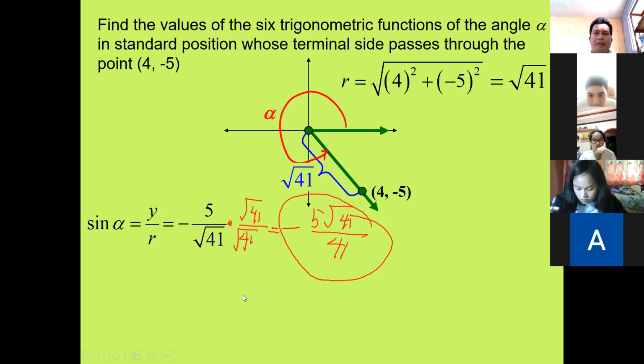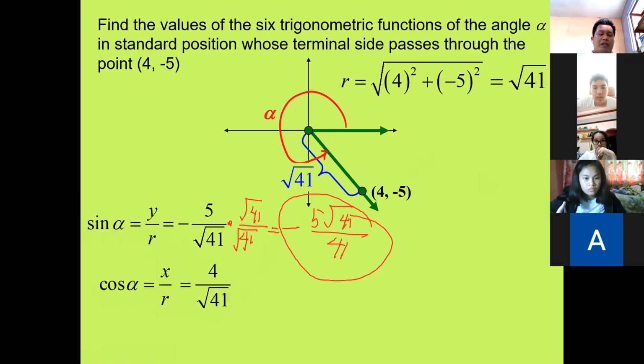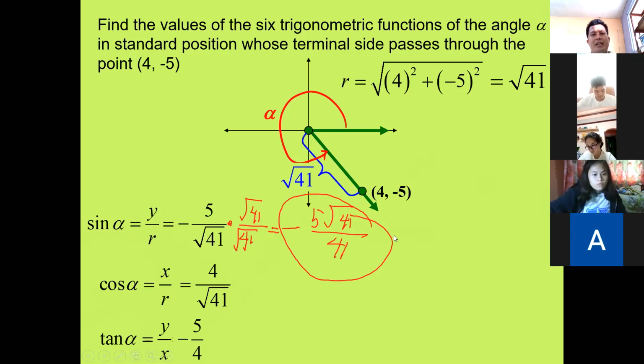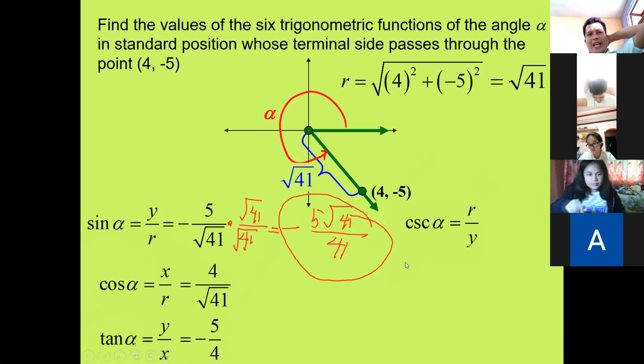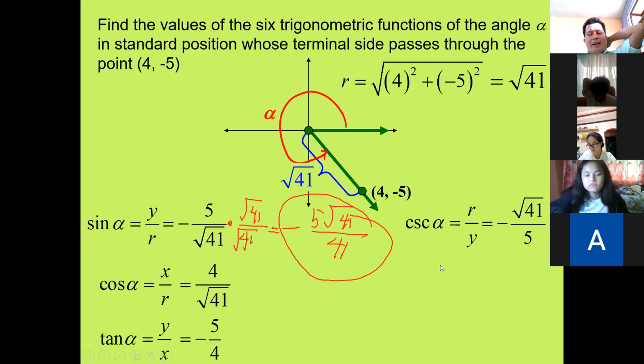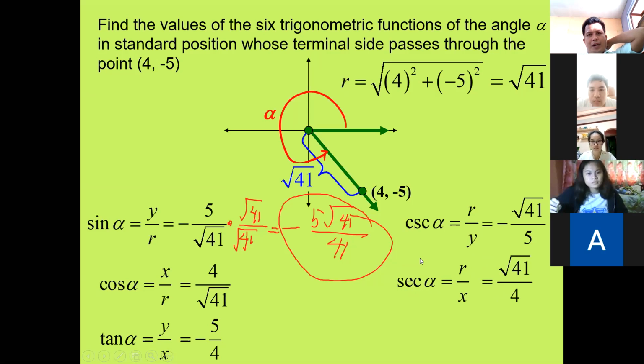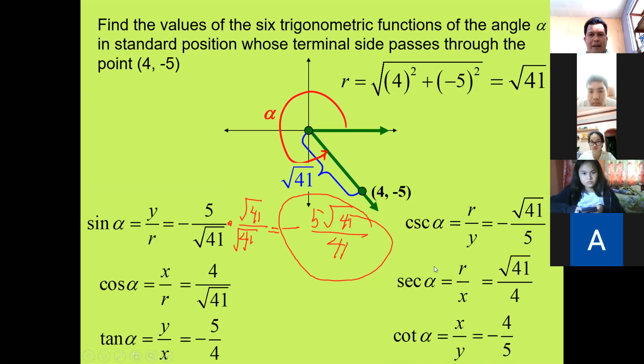For cosine, we can also find the value because your x is already given, which is equal to 4, and your r is the square root of 41. So your answer there is 4 square root of 41 over 41. Tangent is y over x, so we have negative 5 over 4. Cosecant is r over y, so that's the square root of 41 over negative 5. Secant is r over x, that's the square root of 41 over 4. And cotangent is x over y, that's 4 over negative 5.